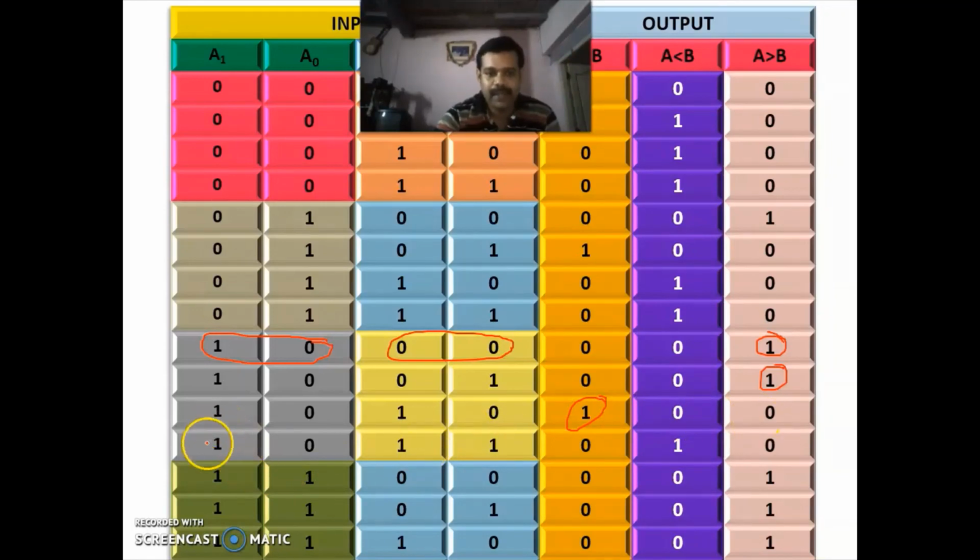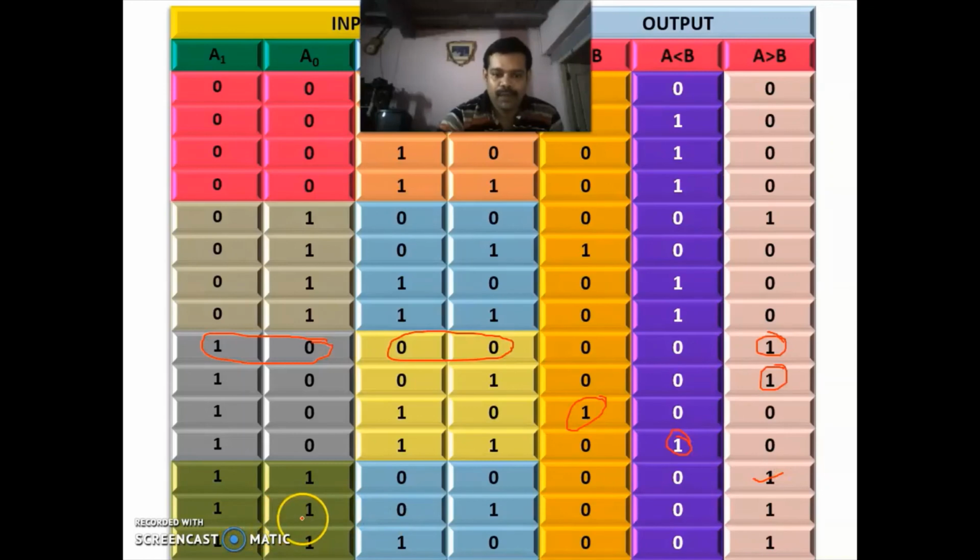Next, we are going to compare 1, 0 with 1, 1. 1, 0 is 2 and 1, 1 is 3. So A less than B. So you have to put 1 in the place of A less than B. Then we are going to compare 1, 1 with 0, 0. 1, 1 means 3. 0, 0 means 0. So A greater than B. We are putting 1 in A greater than B.